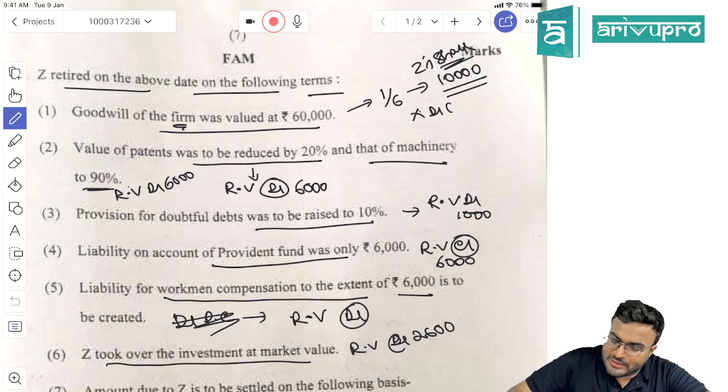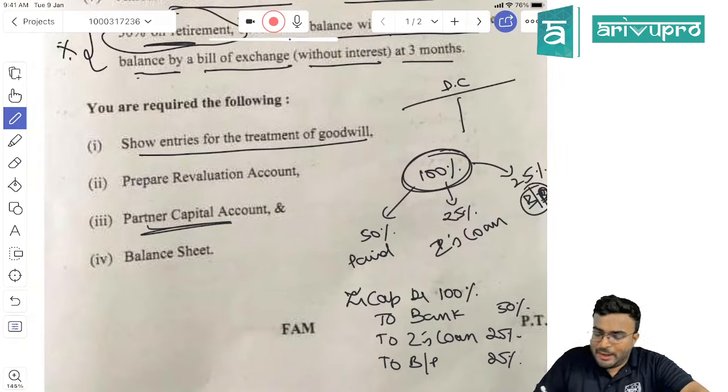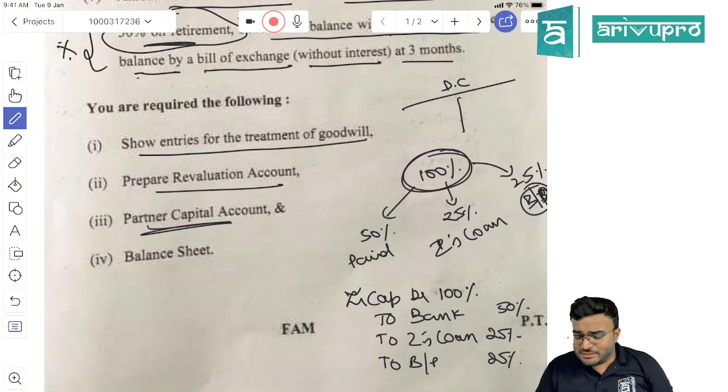X account debited 6,000. Y account debited 4,000. To Z's account 10,000. This will be the journal entry for goodwill. And prepare revaluation account. We have already discussed the revaluation. Then the partners capital account. What you have to remember?